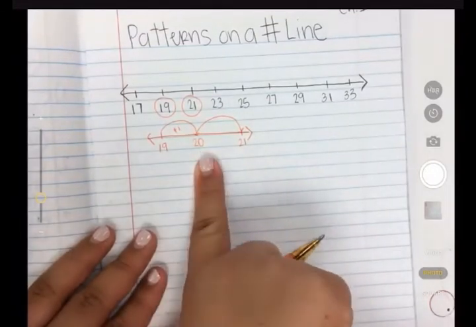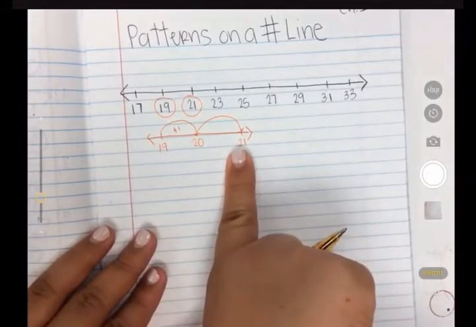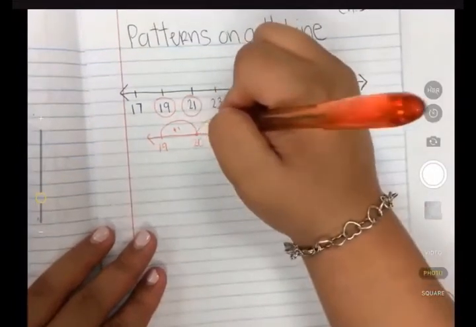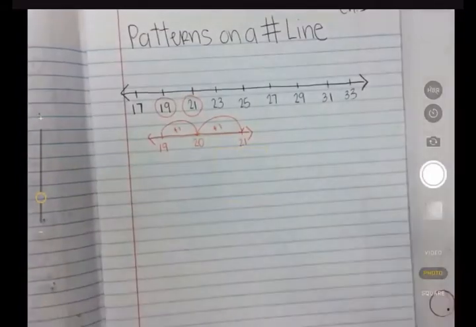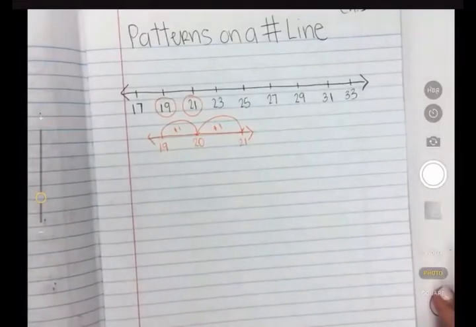How many hops did I do from 20 to 21? 1. I hopped 1 time there. So right here, I'm doing a plus 1. Now, how many hops in total did it take me to get from 19 to 21? How many hops in total did it take me?